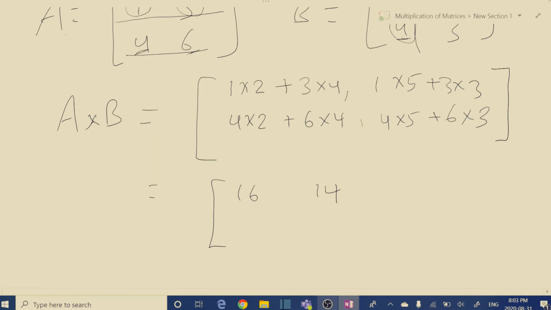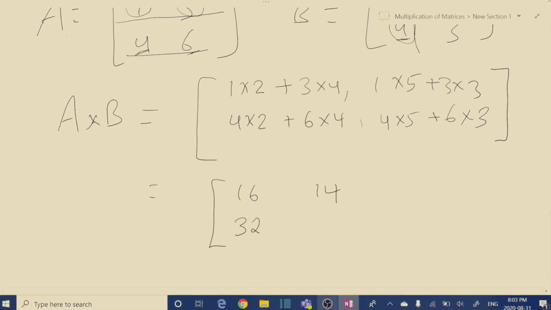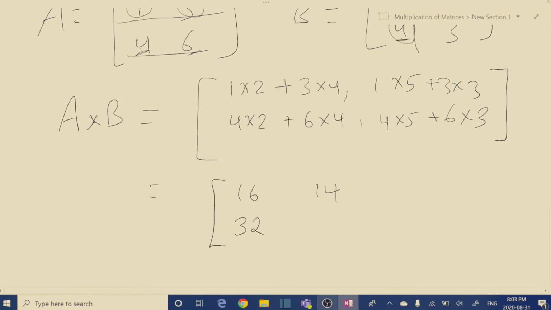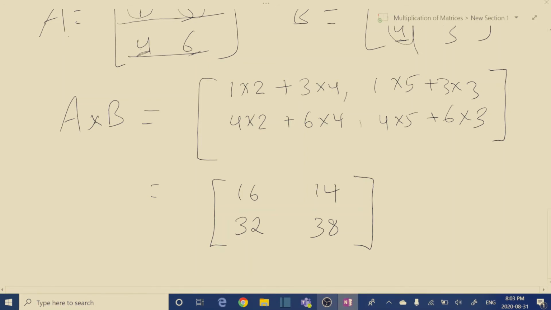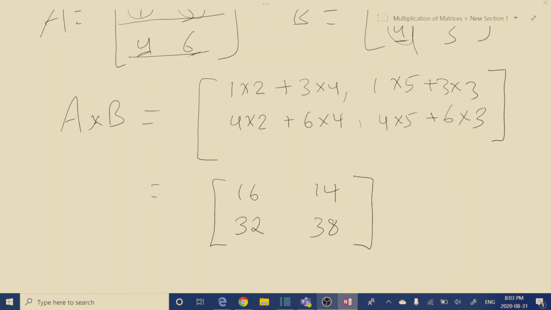Next, 4 times 2 is 8 plus 24, that is 32. And then 4 times 5 is 20 plus 18, so that is 38. So this will be your final answer. If you look at the size of this one, it's 2 by 2, because we said the resulting answer must be 2 by 2. Okay, I hope that's clear.